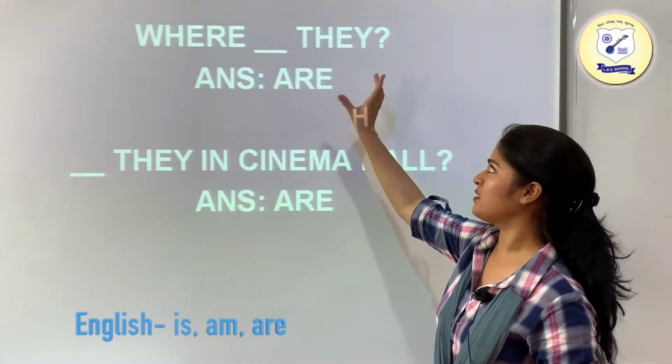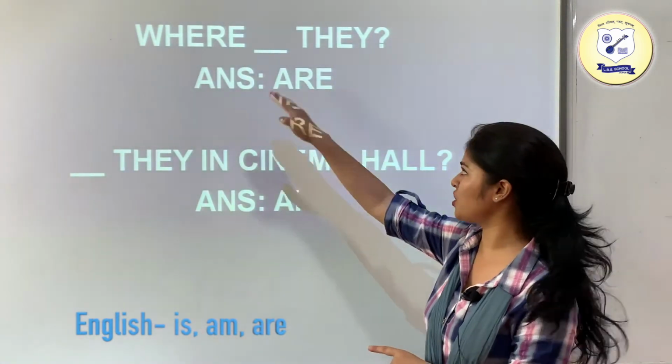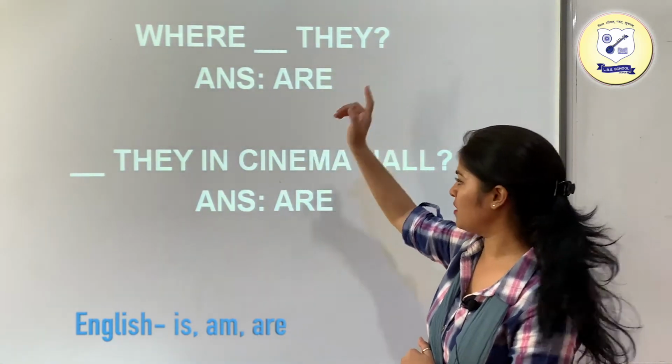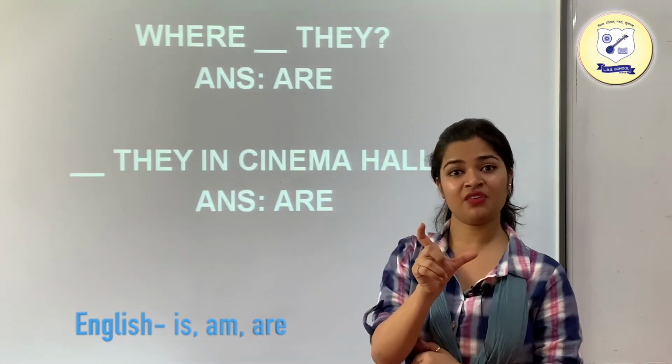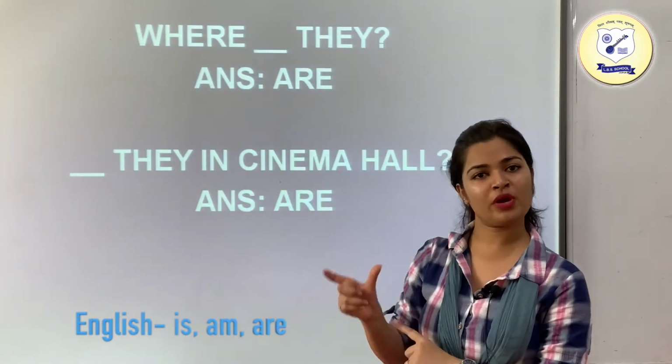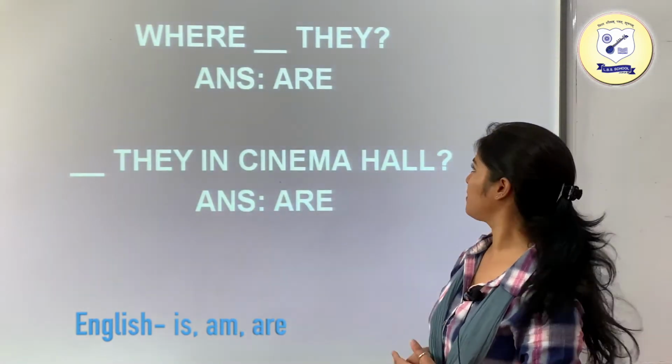Where are they? Since we are talking about they, which is a pronoun, we are going to use "are" with it, so it should be "where are they". Next, "dash they in the cinema hall." Again we are having they, which is a plural pronoun, so what we are going to use is "are". Are they in the cinema hall?